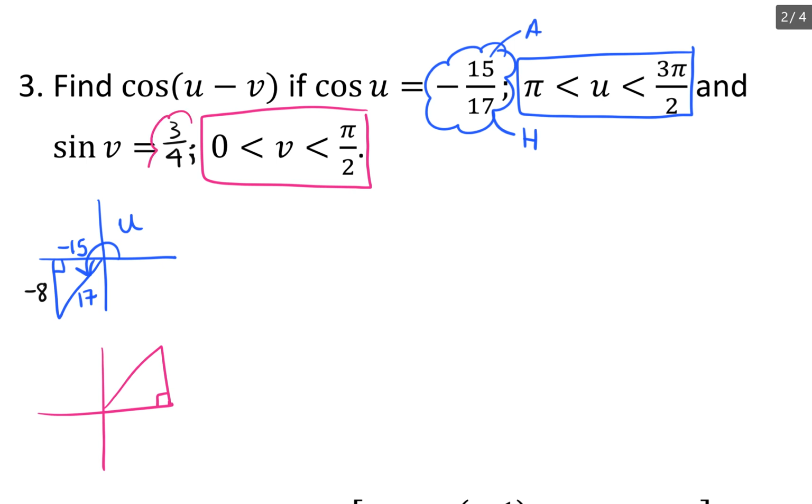And then I'm looking at this sine. Sine is opposite over hypotenuse, so my opposite is 3, my hypotenuse is 4, and that's going to be angle V inside there. Well, this one looks like it might be a Pythagorean triple, but it's not, right? So we need to find the missing side.